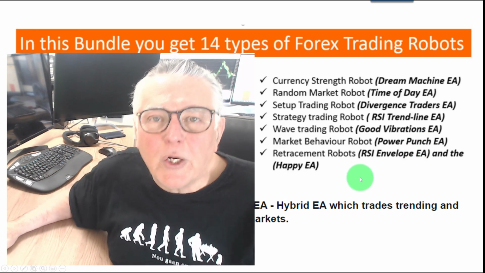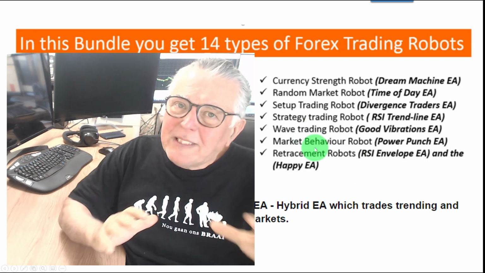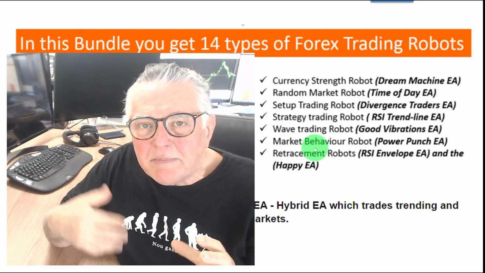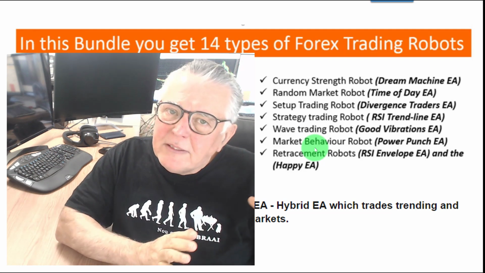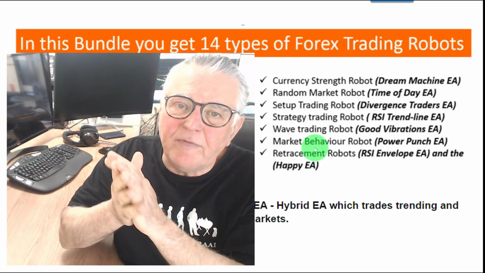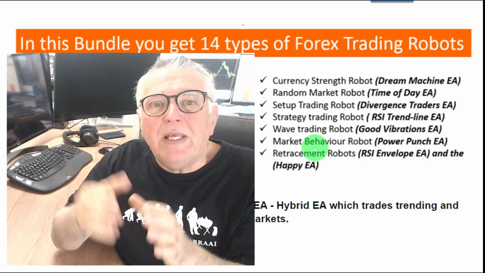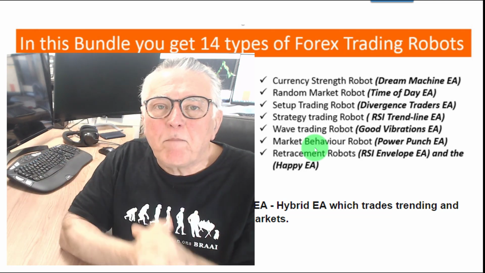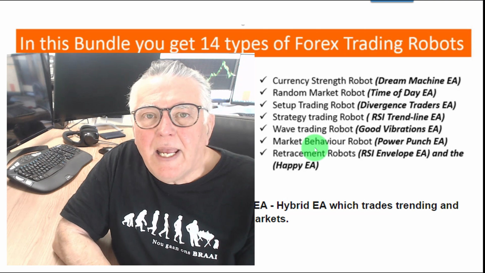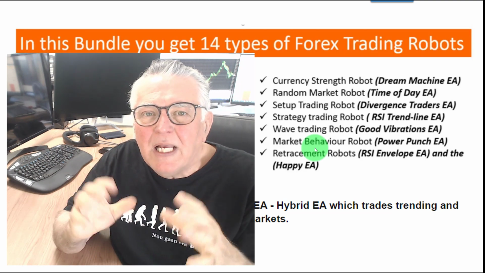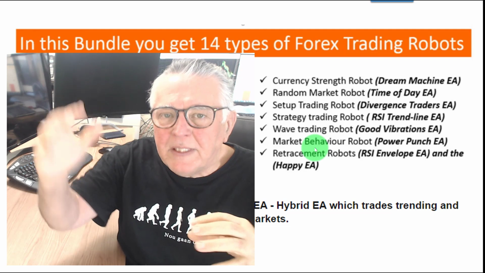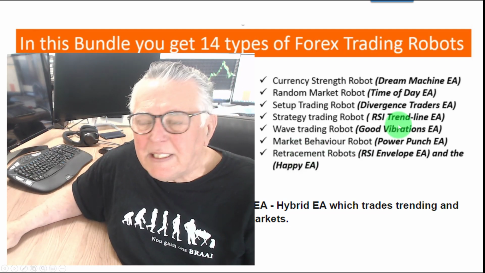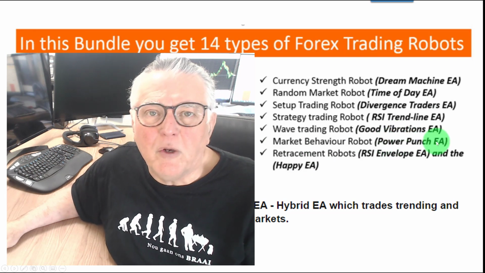Then you have market behavior robots. Now, if you study the market very well, you'll see certain behaviors repeating themselves over and over again. Like, for instance, if the UK market has a very strong movement, the US market sometimes will slap it back. In other words, reverse that movement when the US market opens. And those are the kind of little behaviors. There's also the London Open. There are certain behaviors that occur there, and we have those kinds of EAs. The power punch is an example of that.